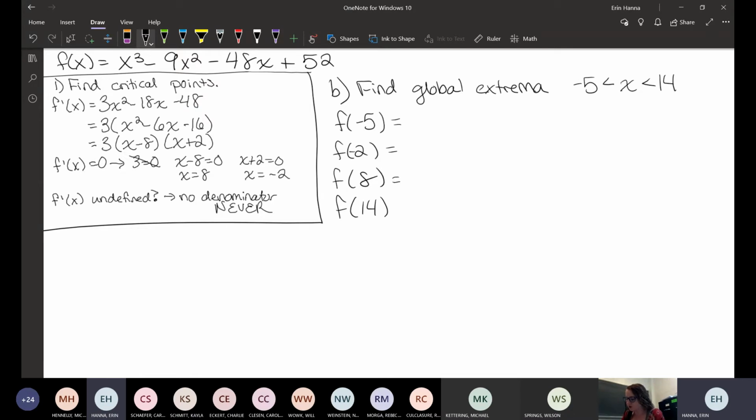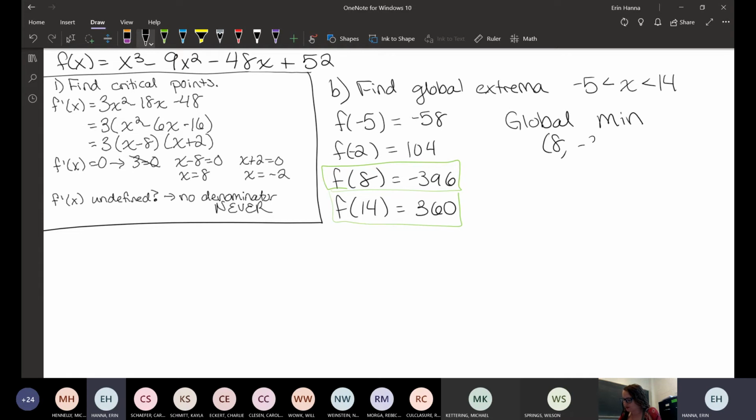So we found all of these y values, -58, 104, -396, 360. But when it comes to the case where it's an open interval, we still want to consider the lowest and the highest points. So we would still be looking at f of 8 and f of 14. But what we need to remember is that 14 was an endpoint. And since the endpoints aren't included in this interval because it's an open interval, we won't actually have a global max here, because 14 would have been the global max, but we aren't including 14 in our interval, so there just won't be a global max. So essentially the conclusion here would be a global min at 8, -396, and no global max.